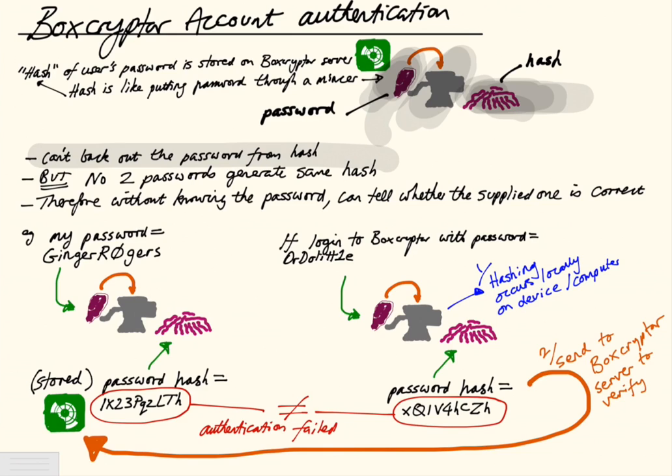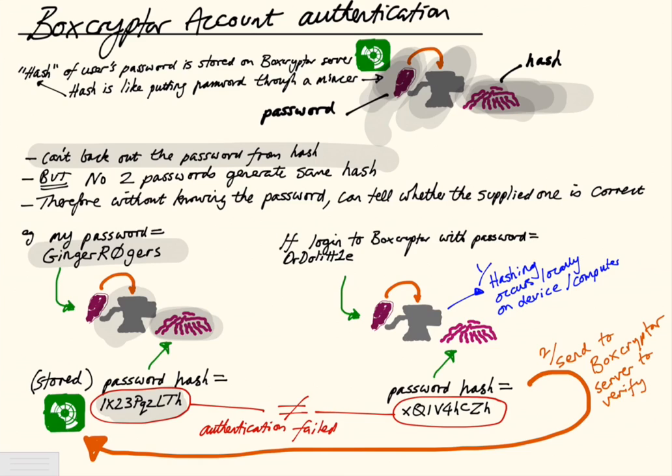when you log into Boxcryptor and you're authenticating yourself, they do not have access to your password, right? What they store on their database is the hash of the password. So, for example, if my account password is Ginger Rogers, then when I sign up for the account, that password is put through the hashing algorithm, and the corresponding hash generated, which is 1x23pqzlth, is stored on the Boxcryptor server. So for when we authenticate ourselves in future.